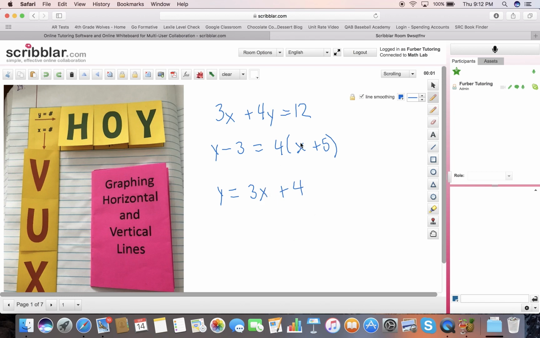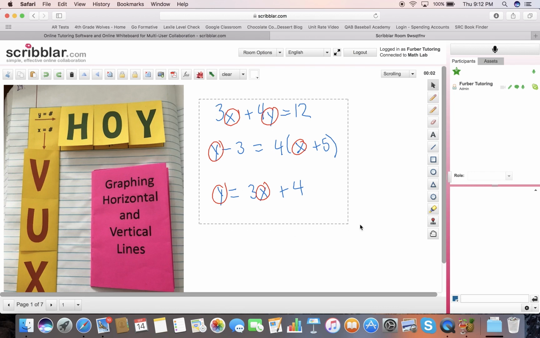And what you're going to notice about all three of the forms that we've talked about is that in every equation, there's two variables, an x and a y, in some location, okay? However, there are some special kinds of lines, special kinds of linear equations that do not have two variables in them. And those are horizontal and vertical lines.